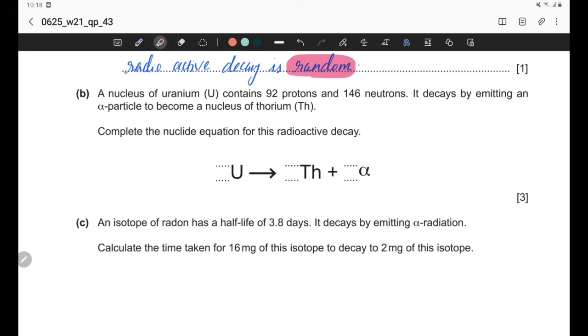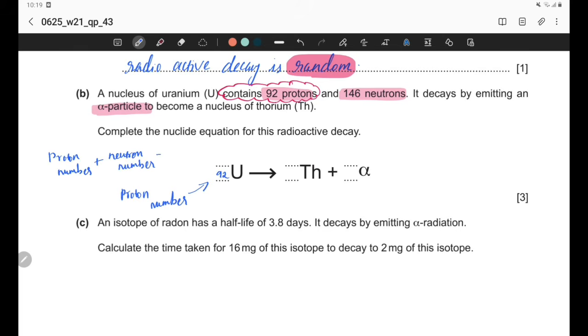Part B. A nucleus of uranium contains 92 protons and 146 neutrons. It decays by emitting an alpha particle to become a nucleus of thorium. Complete the nuclide equation for this radioactive decay. So, the atomic number is nothing but the proton number, which we can write at the bottom side of the symbol, and the proton number is given, which is 92. Proton number plus neutron number, that is the mass number, which we should write here.